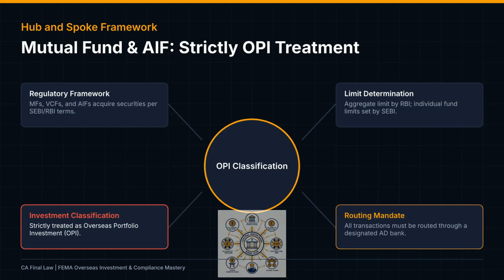When mutual funds, venture capital funds, or alternative investment funds invest overseas, FEMA classifies those investments strictly as overseas portfolio investments, or OPI. These investments are governed jointly by RBI and SEBI. While the RBI determines aggregate limits, SEBI specifies limits for individual funds. Another important compliance requirement is routing. Every purchase and sale transaction must be routed through a designated authorized dealer bank. The key concept here is classification. Even if the investment appears substantial, investments by these regulated funds are treated as OPI rather than ODI under FEMA.